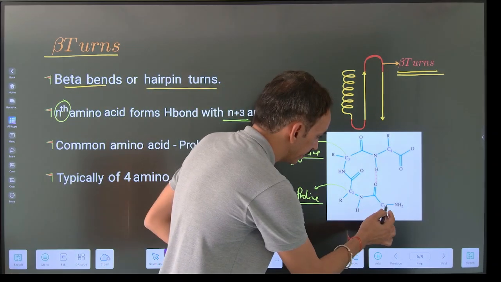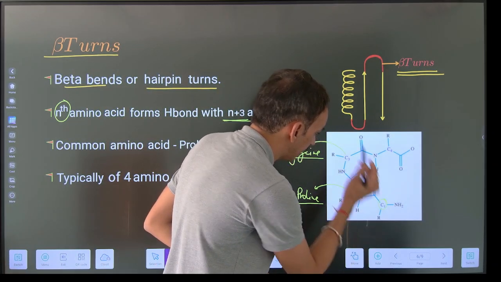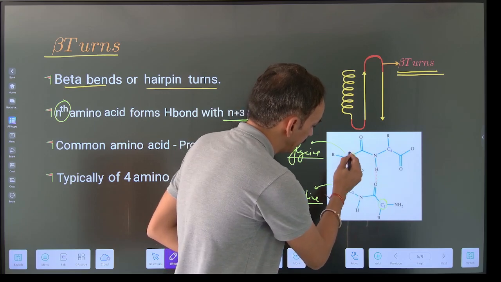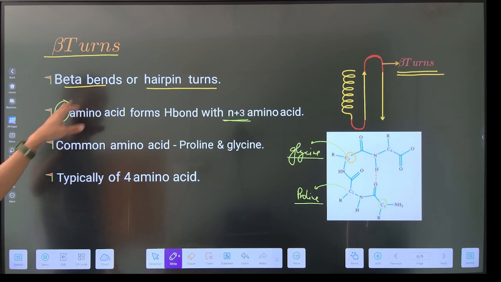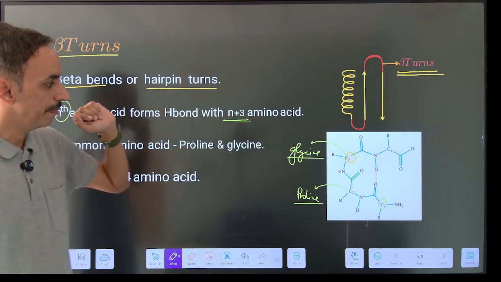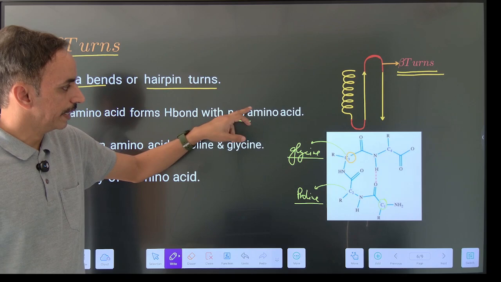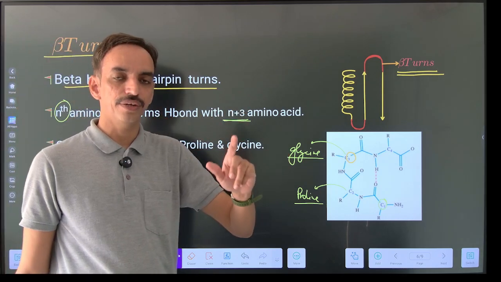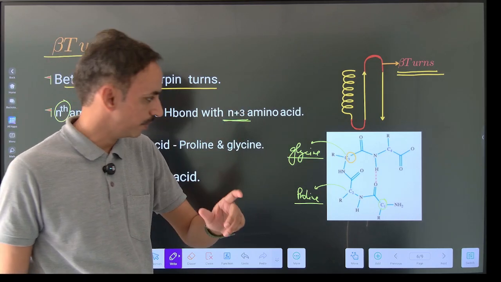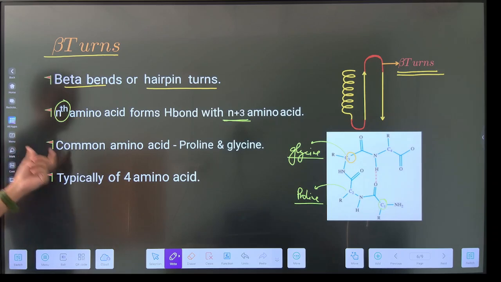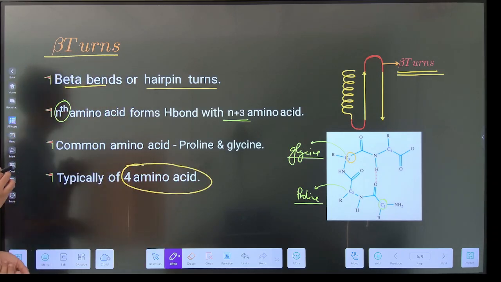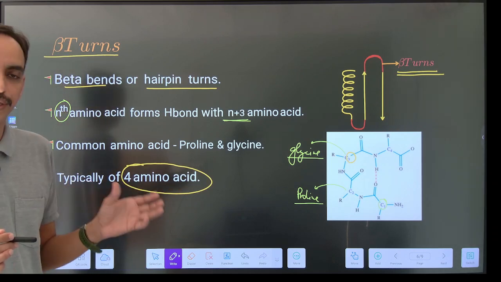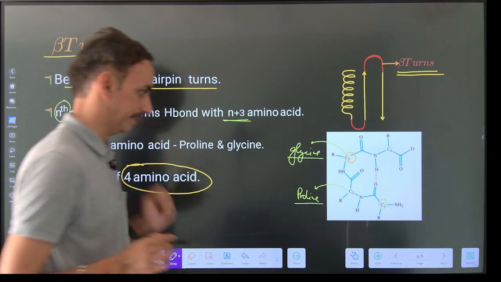जो C1 है it will form the hydrogen bond with the C3, we can say first number जो amino acid है, nth amino acid, it will form the hydrogen bond with N plus 4, and N plus 2 and 3 it will not allow the formation of hydrogen bonds. Commonly we can say it is made up of 4 amino acids. So this is all about the beta turns or the reverse turns.